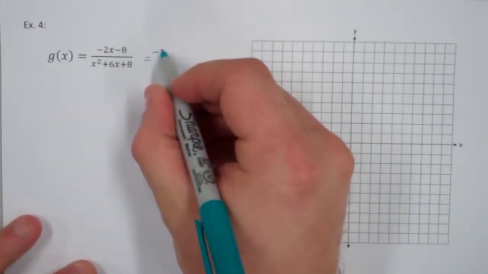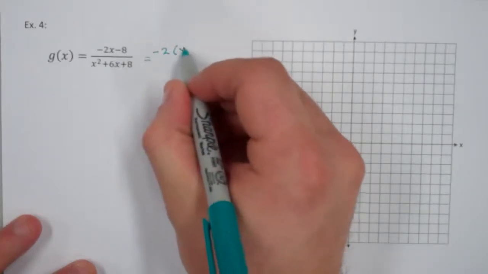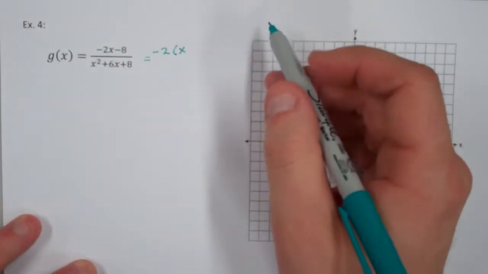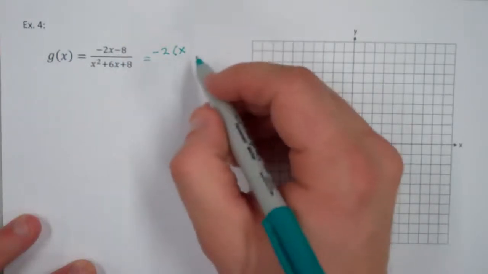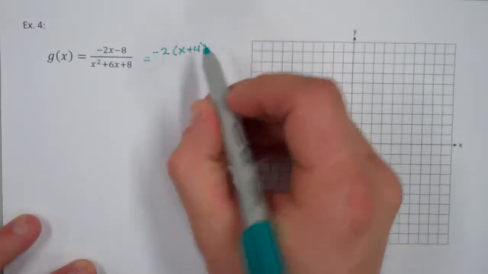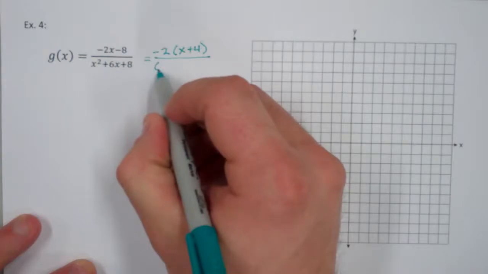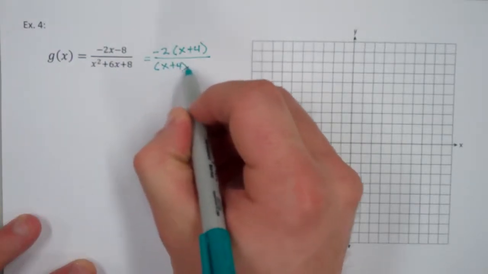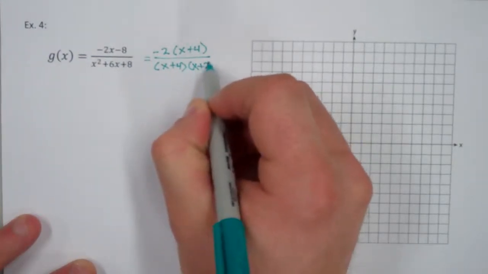in the numerator. So I'm going to try to pull a negative 2 out. You want to try to pull that negative sign out almost all the time. And then this is going to leave x plus 4 on the inside. The denominator we can factor into x plus 4 times x plus 2.